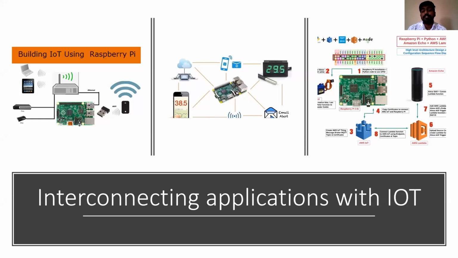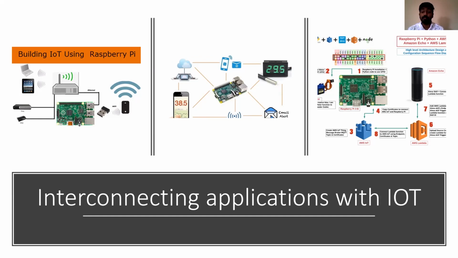Next, interconnecting applications with IoT. A lot of you might have heard about this topic, IoT, the Internet of Things. Raspberry Pi has built-in Wi-Fi and Bluetooth. With this built-in Wi-Fi connection, you can connect your Raspberry Pi board to the internet, and that makes the Raspberry Pi an IoT device. So the devices you create using Raspberry Pi are IoT enabled because they can connect to the internet and to internet databases, and you can use that.